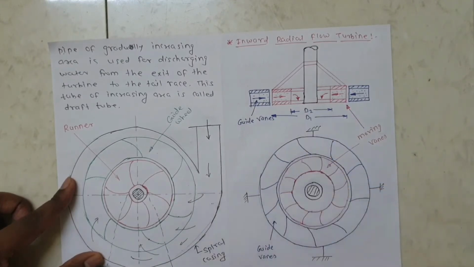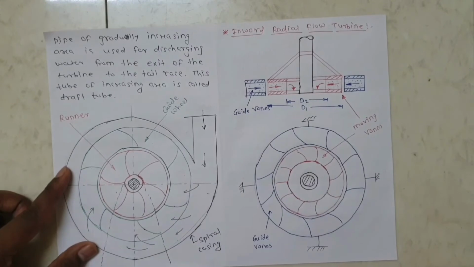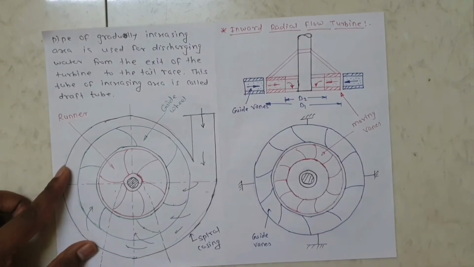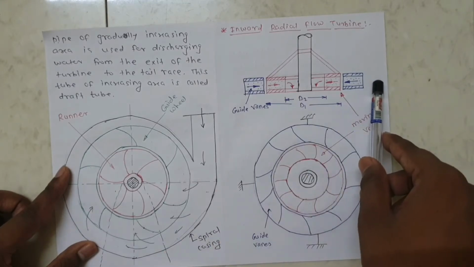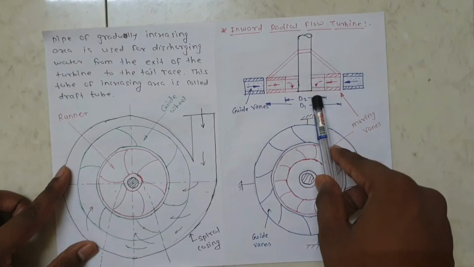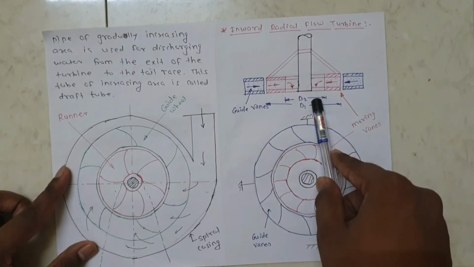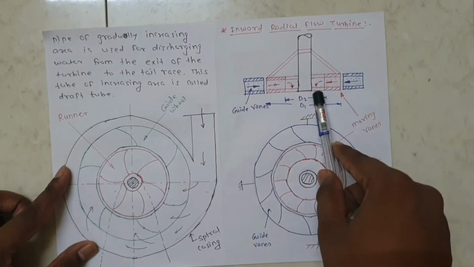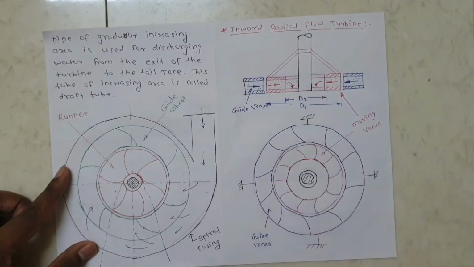So there is less racing of the turbine, because a negative centrifugal head is created here. That's why the turbine balances itself. Water is coming from the outer periphery and discharges from the center.